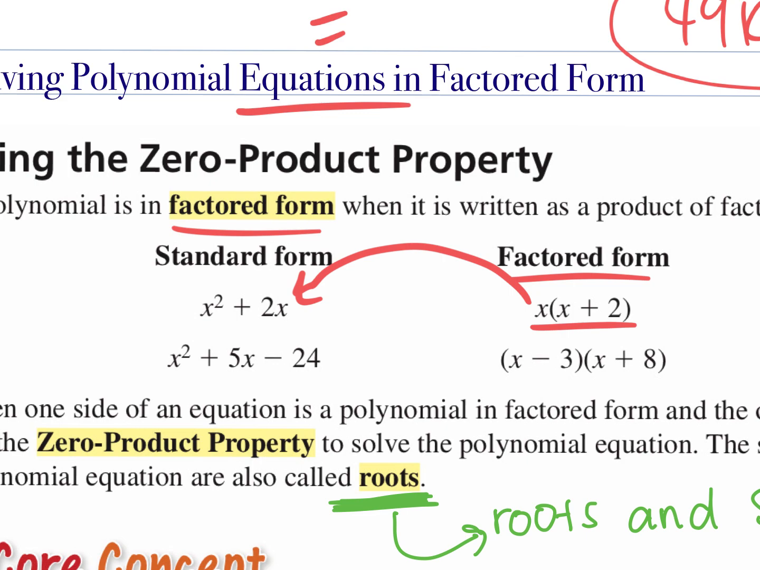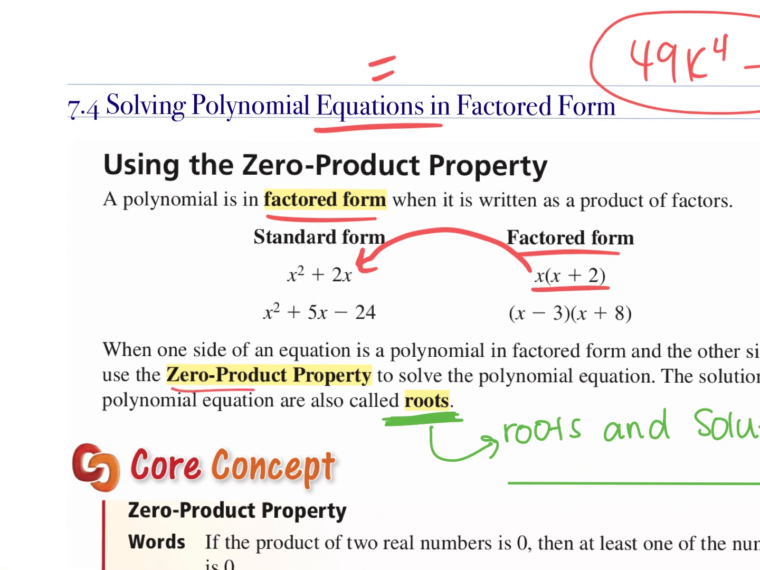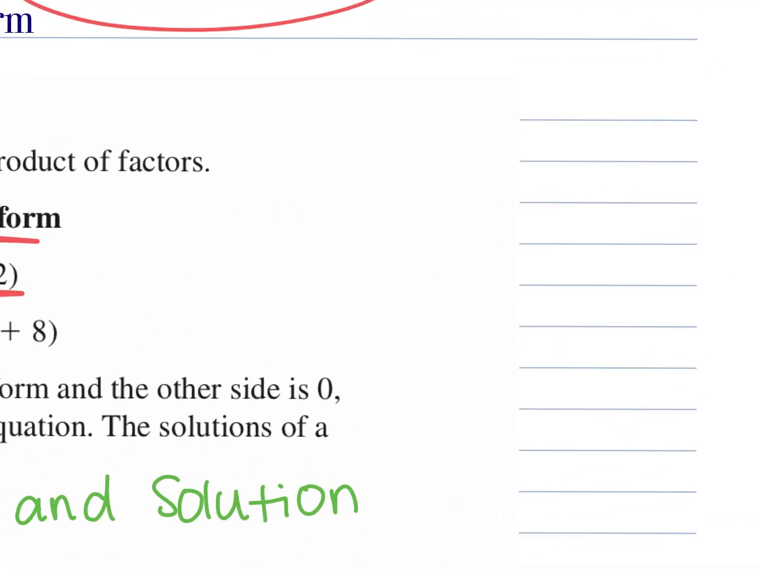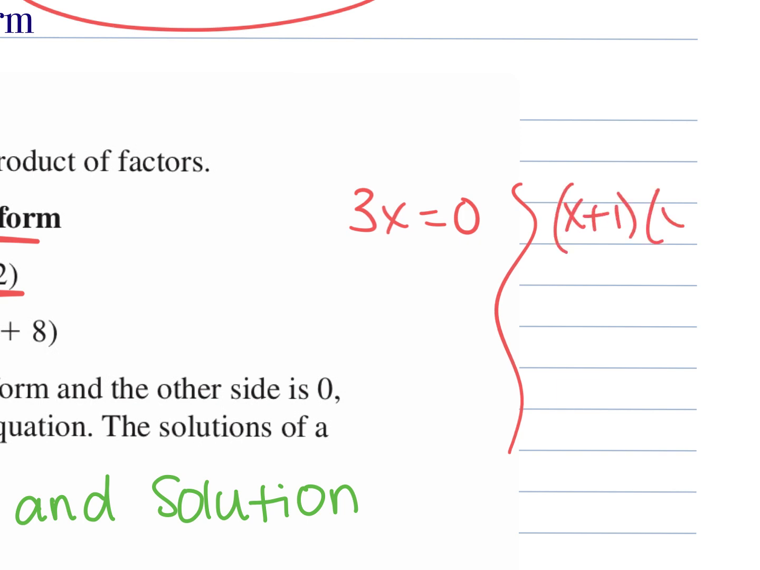The reason we're leaving it in factored form is because we want to use something called the zero product property, okay? Now, you probably have never heard of that property before. It's very, very easy and probably one of the most used properties in all of mathematics. Now, let me explain how the zero product property works. Over here on the right, find some space. I need you to write down two sets of equations. I need you to write down 3x equals 0. And I need you to write down x plus 1 and x minus 1 equals 0.